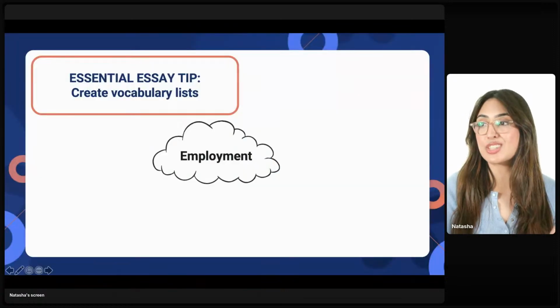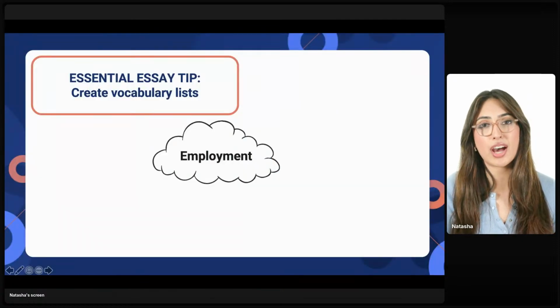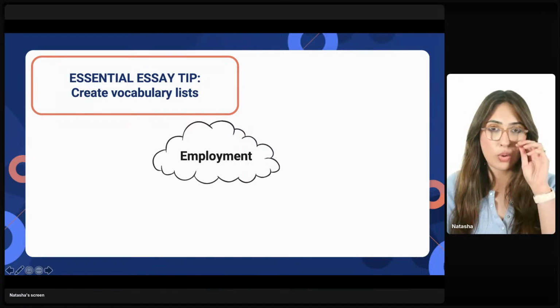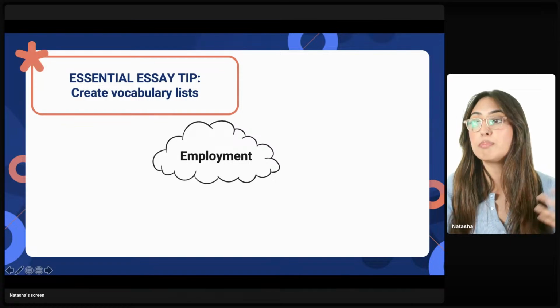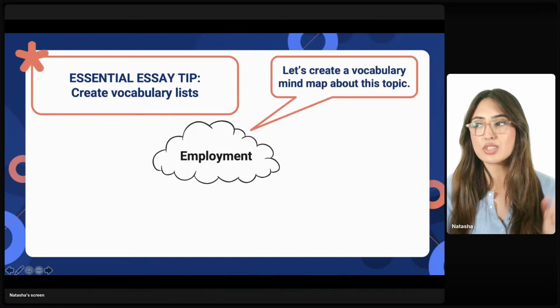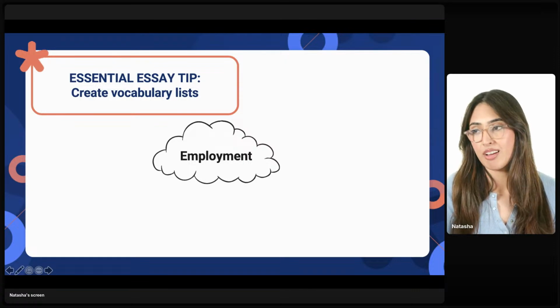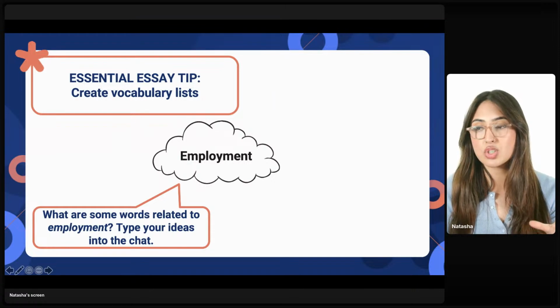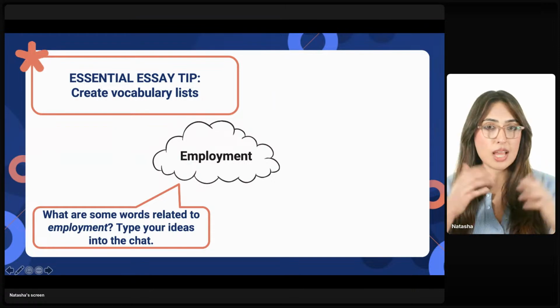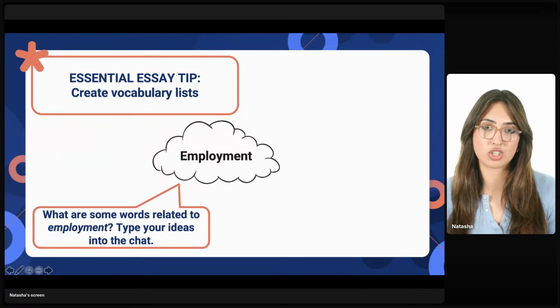Back to our essential essay tip, learning about how to create a vocabulary list. We're going to do one right now. And the vocabulary mind map that we're going to create is about employment. So let's create one about this topic. I want to know from you, what are some words related to employment? So type your ideas into the live chat function right now.